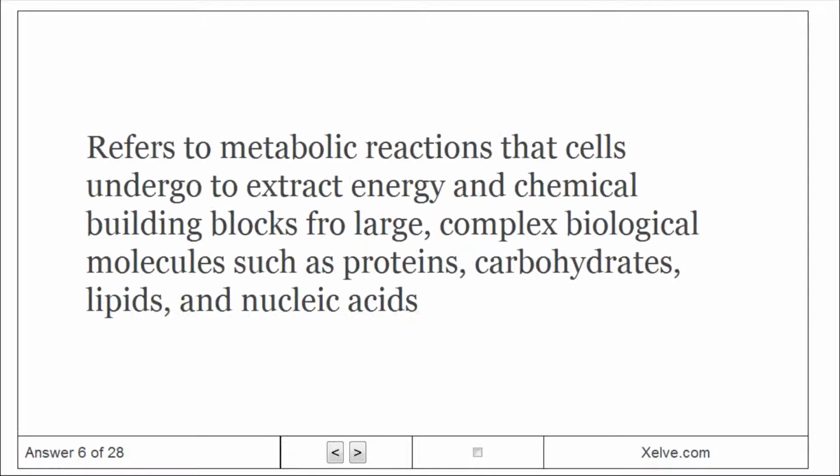Catabolism refers to metabolic reactions that cells undergo to extract energy and chemical building blocks from large, complex biological molecules such as proteins, carbohydrates, lipids, and nucleic acids.